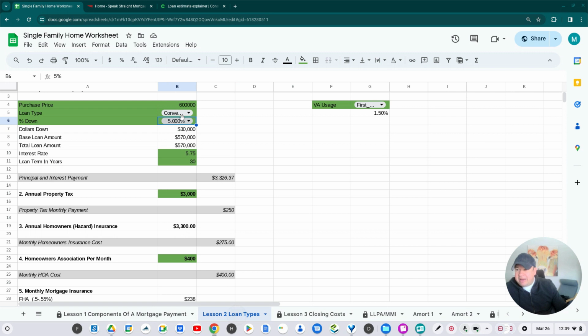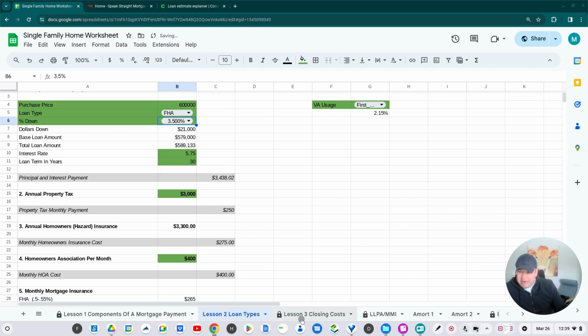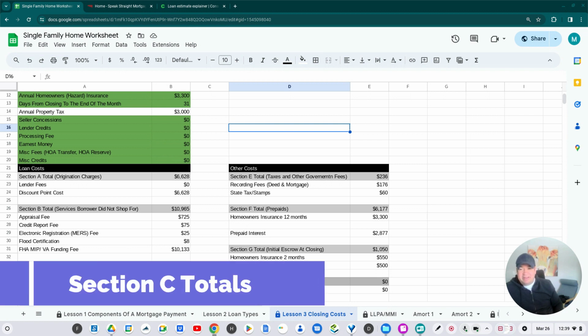But we're going to go back and put it back as FHA, put it back as 3.5. And that will change everything here. So that's section B. Section C are title company fees.